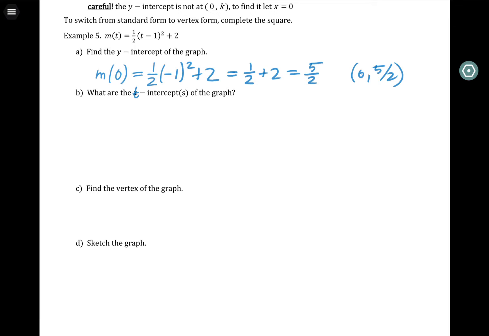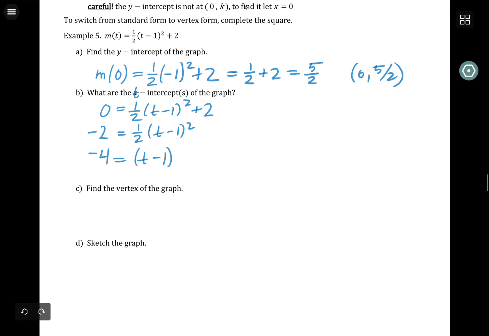My t-intercept, to find that, you have to set the whole thing equal to 0. And again, pay attention here. This one is really nicely set up to solve using square roots. So I'm going to subtract 2. And then I'm going to multiply by 2. And I'm actually running into trouble again where I can't square root a negative 4. So this has no zeros, no x-intercepts, no roots. Those all mean the same thing. So we don't get to cross the x-axis.